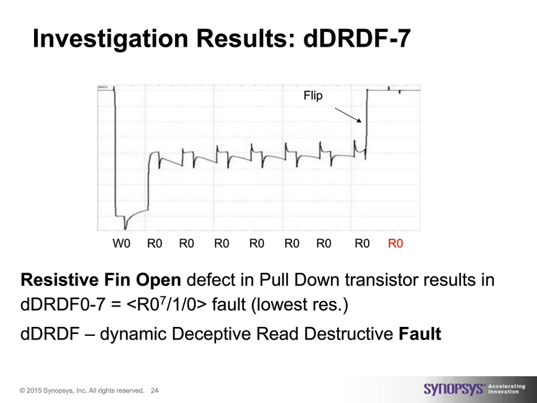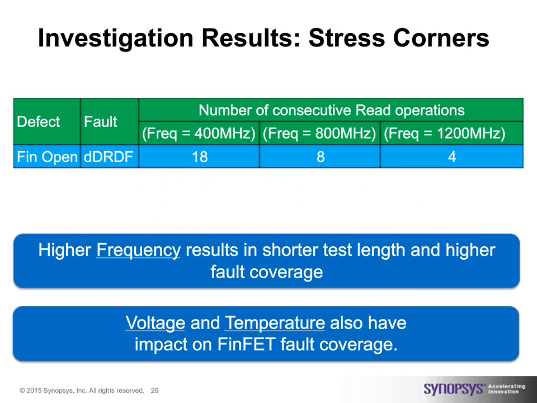The number of those reads would depend on the frequency also, so that those 7 were under a certain frequency. If the frequency of the test is higher, for instance, if it's 1.2 gig, then 4 consecutive reads will be sufficient to flip the content of the cell. If I have a lower frequency, for instance, if it's 800 megahertz, then 8 consecutive reads would be necessary, and much more if it is lower than that. So this fin open is detectable, is detected. It needs a loop of operations.